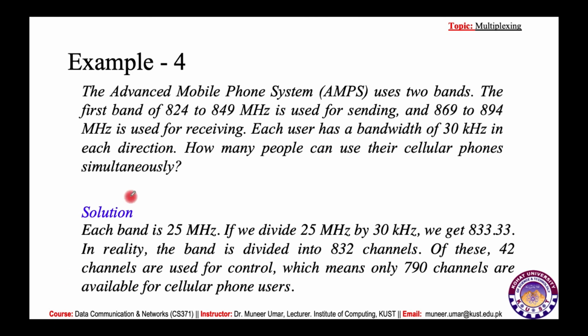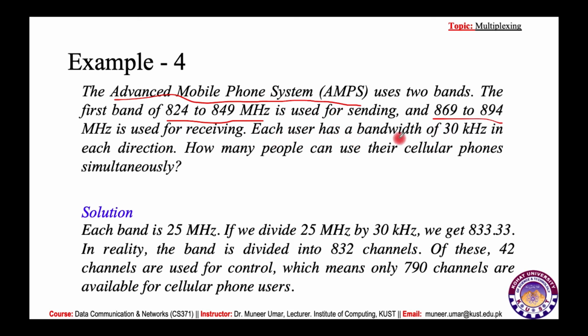We have another example for frequency division multiplexing. It's example number 4. The advanced mobile phone system, AMPS, uses 2 bands. The AMPS is the 1G first generation cellular phone, and this was before the GSM. The AMPS uses analog signals, and for multiplexing it uses FDM, frequency division multiplexing. So it uses 2 bands. The first band of 824 to 849 megahertz is used for sending, and 869 to 894 megahertz is used for receiving. One for sending and the second range is for receiving.